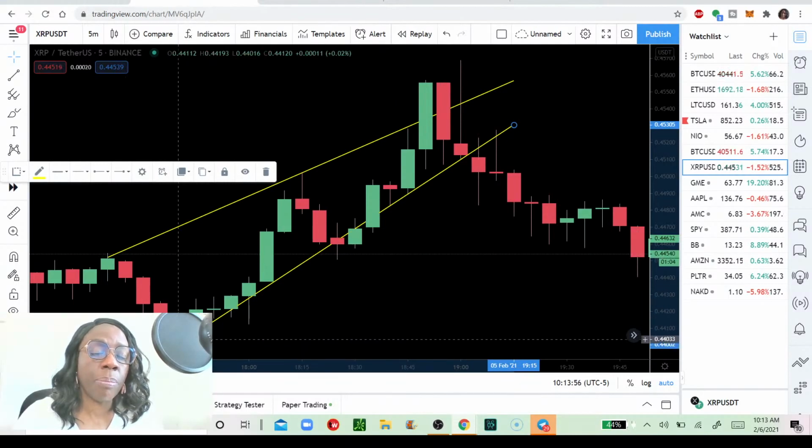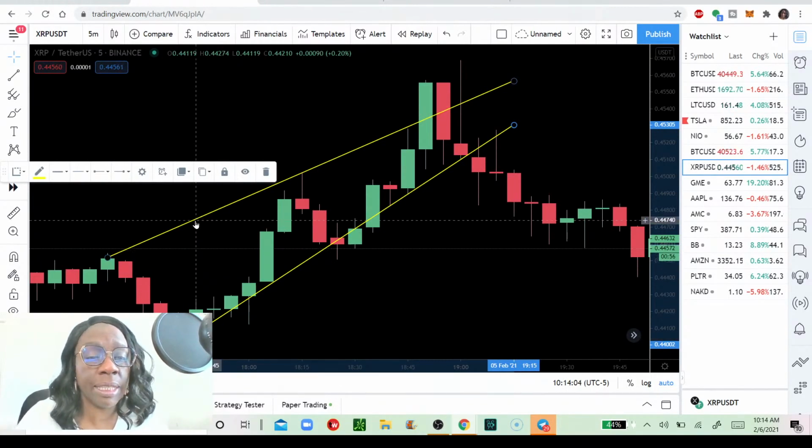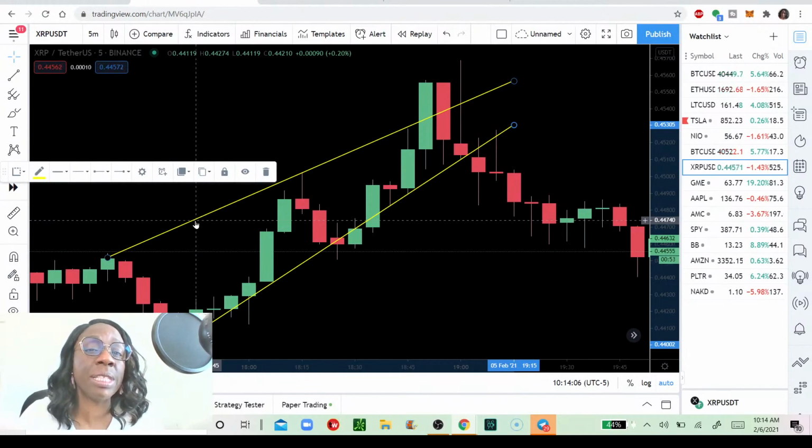So the bottom trend line now acts as our floor or our support level. The top trend line is acting as our resistance for the duration of price action that we have in front of us.